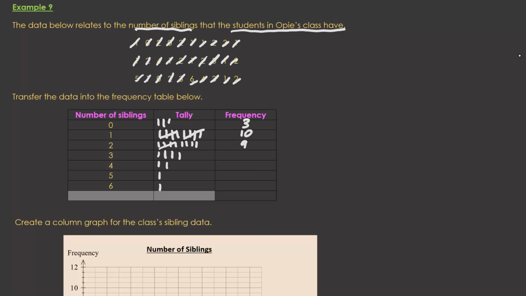10, 9, 4, 2, 1, and 1. Let's add those up. So that's 13, 22, 26, 28, 29, 30. And pieces of data 1, 2, 3, 4, 5, 6, 7, 8, 9, 10 by 3. So there were 30 pieces of data. So that's usually a good sign.